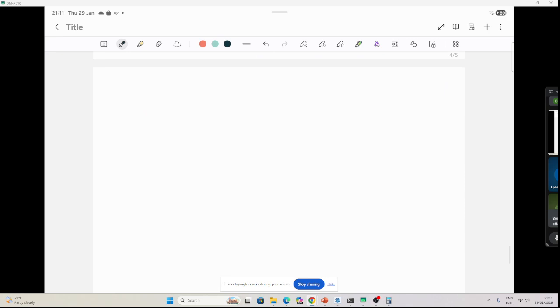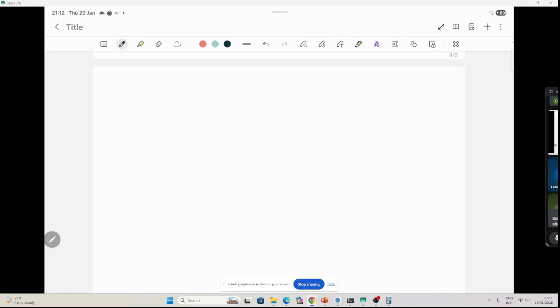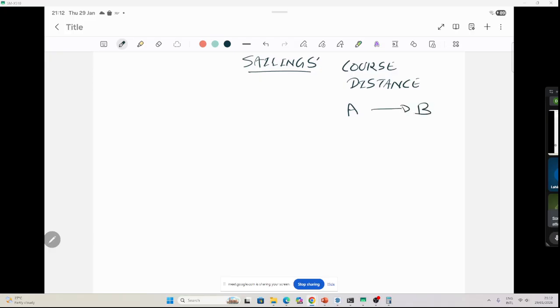This is your main task now. Instead of finding the position, I mean, you will be learning how to find the position using the sextant in your offshore navigation. But now since we are talking about sailings, what we are going to find out is the direction to sail, the course, and the distance. So when you're going from A to B, you should know what is the course and the distance to sail.